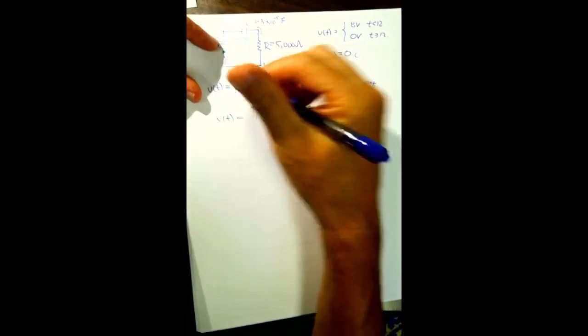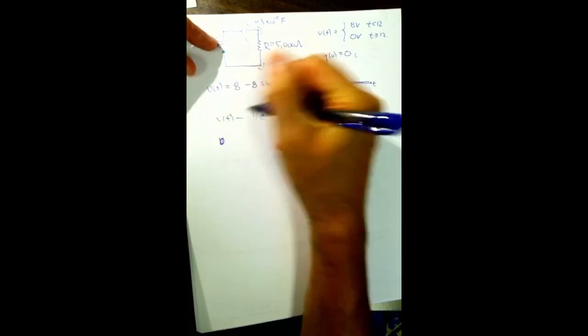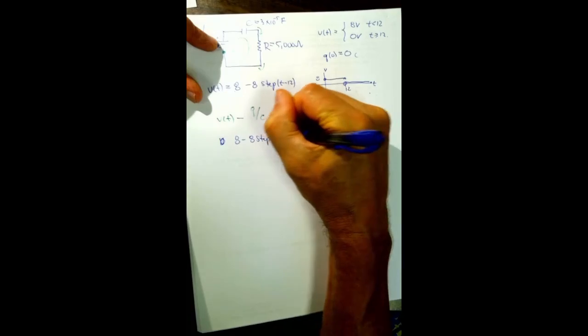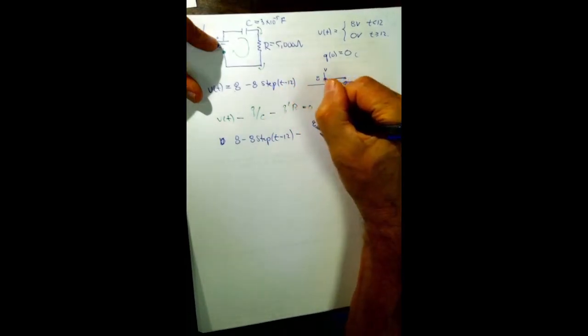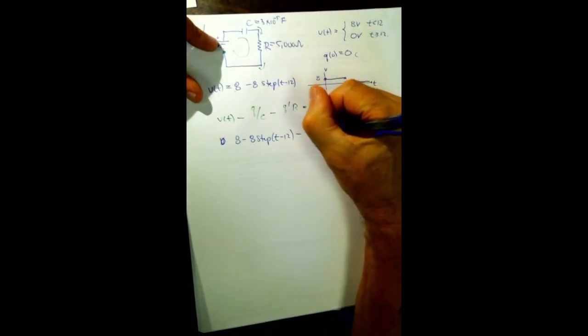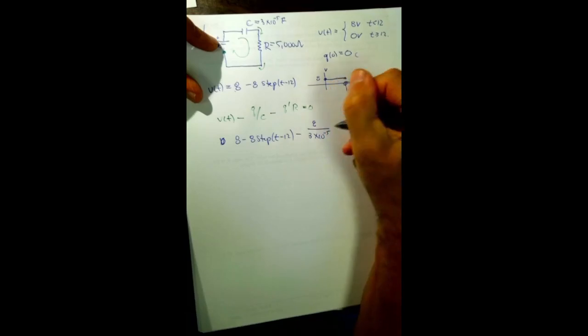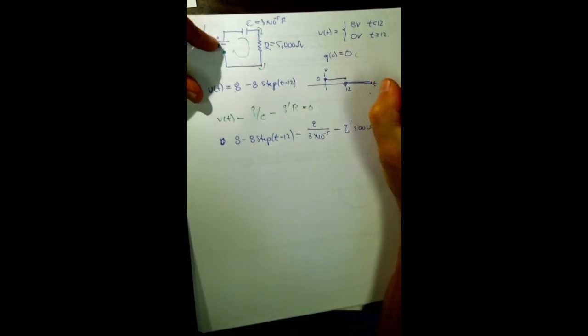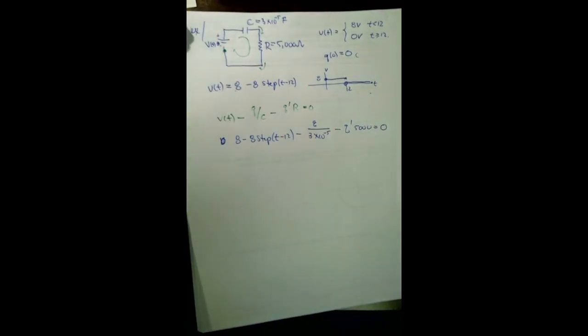All right, let's see what we have. So my voltage is 8 minus 8 times the step function valued at t minus 12. My capacitance is 3 times 10 to the minus 5. And my resistance is 5,000. And that has to equal 0.